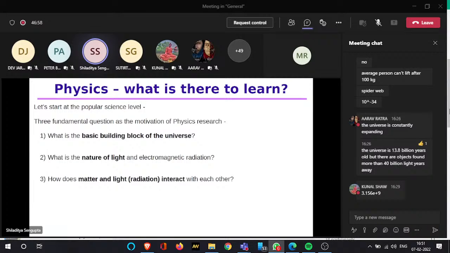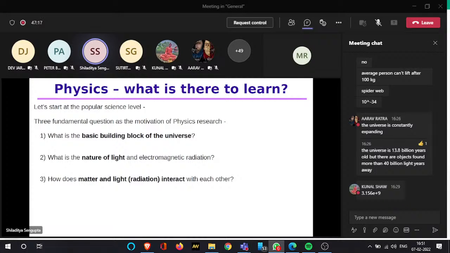But for our purpose of studying, we may divide the universe into two parts, and then you can ask how matter and light interact with each other. This is what is important, because this is how we understand different properties of matter.